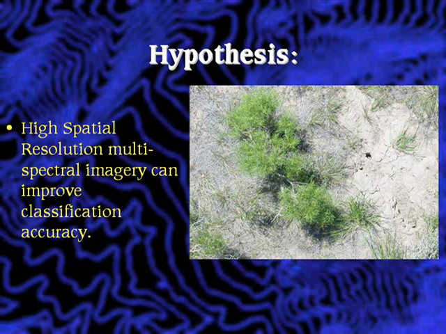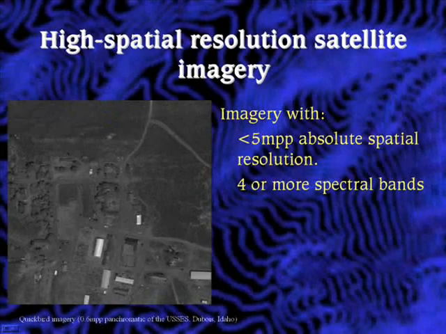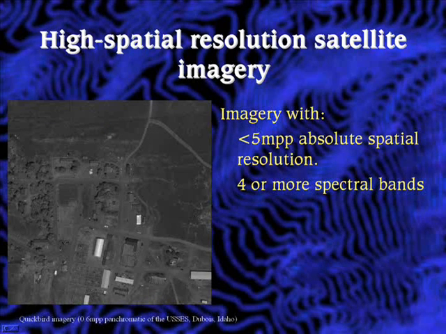Okay? The idea behind this statement, that high-resolution multispectral imagery may improve your classification accuracy, is simply that if we have a smaller and smaller pixel, then it is more and more likely that our target will uniformly and densely fill that 1 pixel. Now, high spatial resolution satellite imagery, by definition, we'll say that it is imagery with less than 5 meters per pixel absolute spatial resolution. And we have to have at least, let's say, 4 spectral bands to work with. That's what makes it multispectral. On the side over there, we have a shot of some QuickBird imagery.